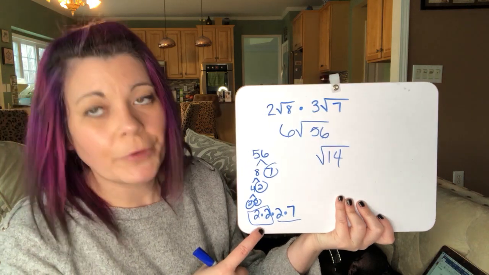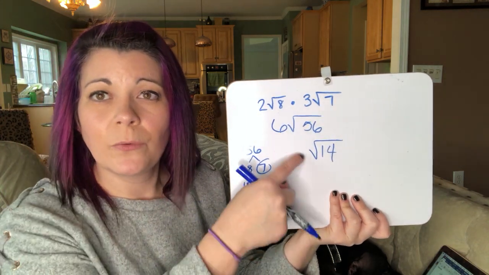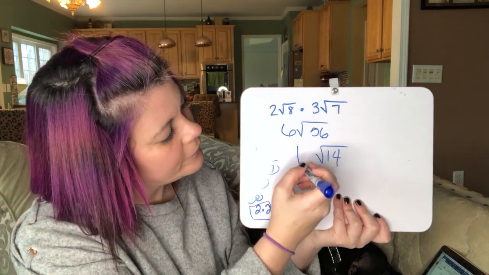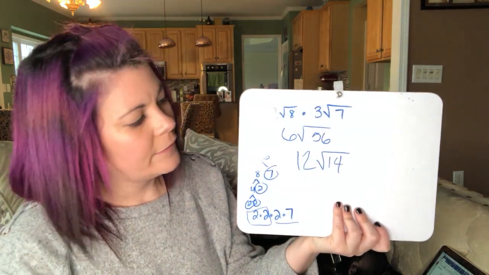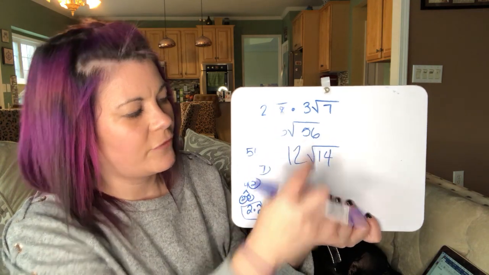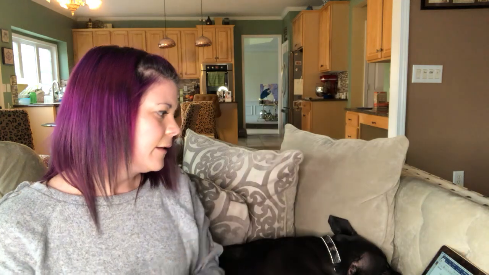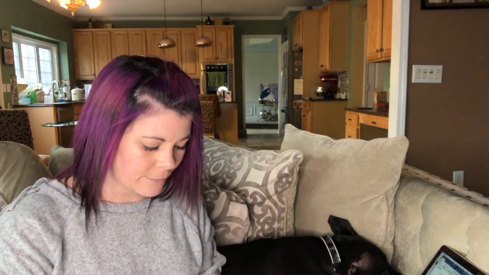But I can take out a 2. But since I can take out a 2 and there's already a 6 there, I multiply them together. 6 times 2 is 12. So that is the simplified version of 6 square root of 56 becomes 12 square root of 14. So that is how you multiply radicals.